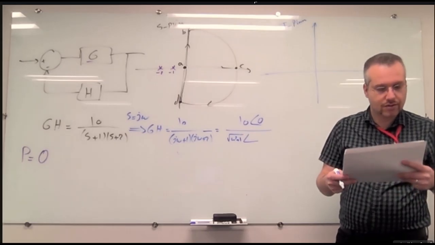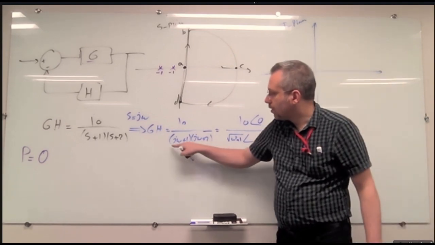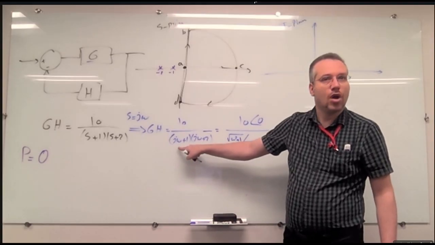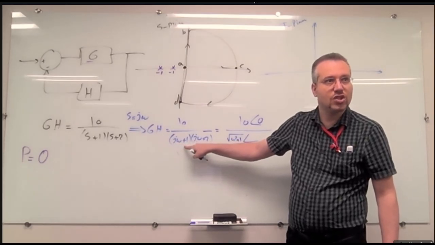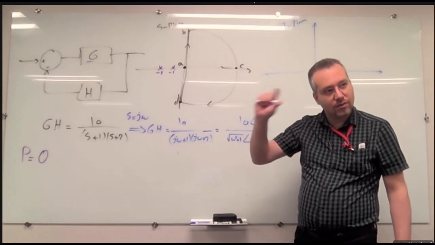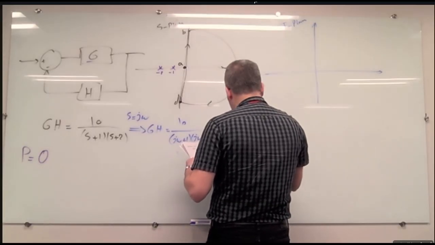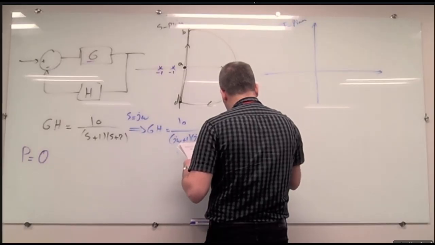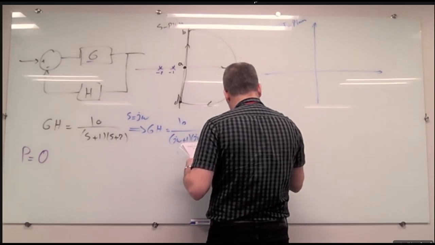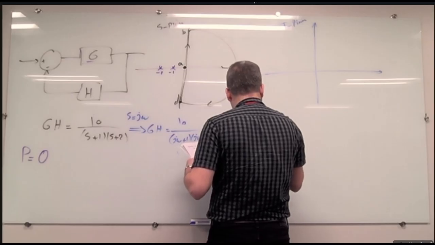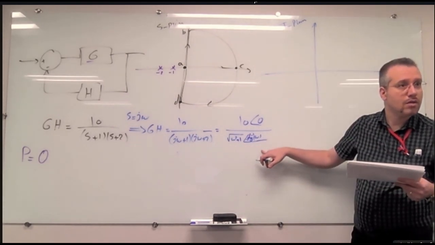Tangent inverse of x over r, imaginary part over the real part. You remember that? So theta is the tangent inverse of that value. So this is still the tangent inverse of omega. Are we good so far?